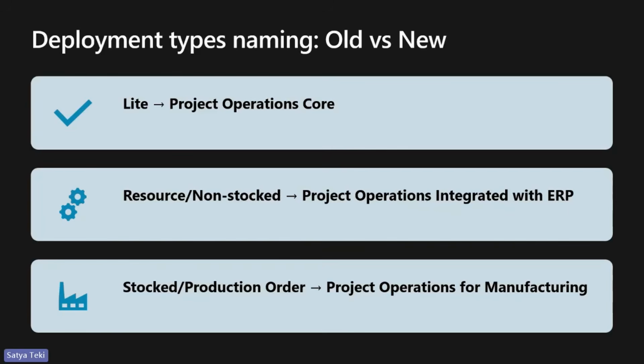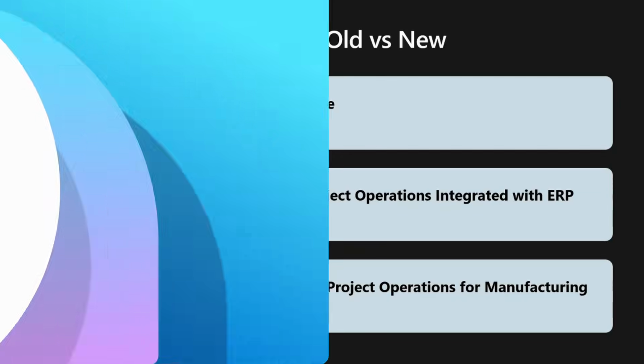The second deployment type, the Resource Non-Stock deployment, is now Project Operations integrated with ERP. This is tailored for organizations leveraging Dynamics 365 Finance for inventory and accounting purposes. And now with the support for stock products that we're going to talk about in this Tech Talk, this deployment type is a game changer for companies managing complex project-based inventory needs. The third deployment type, the stock production order, is now Project Operations for manufacturing. This is built for production order scenarios and manufacturing-centric deployment. With this, I will hand it over to Satish.